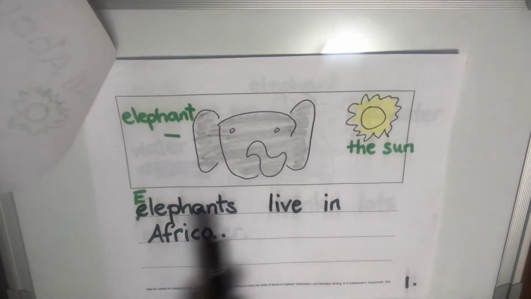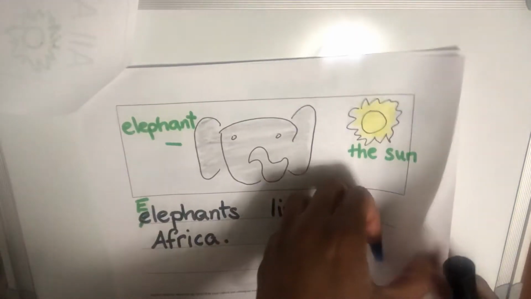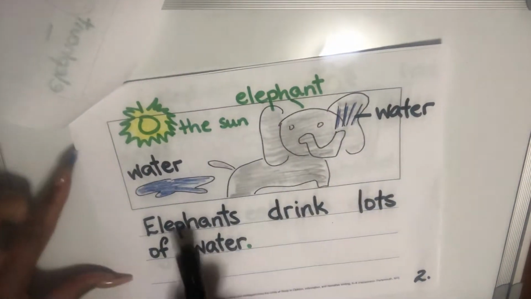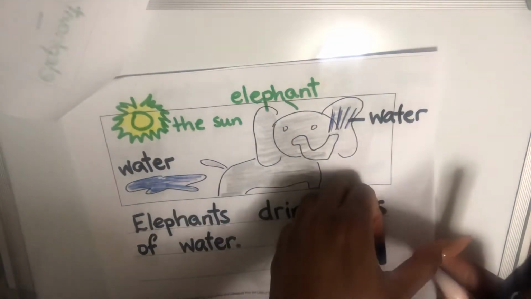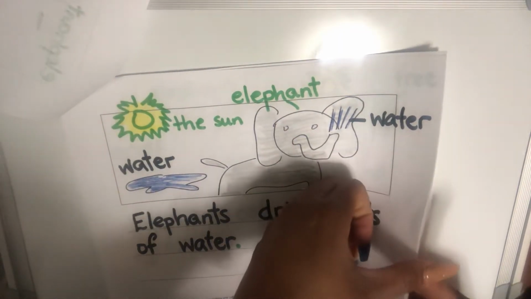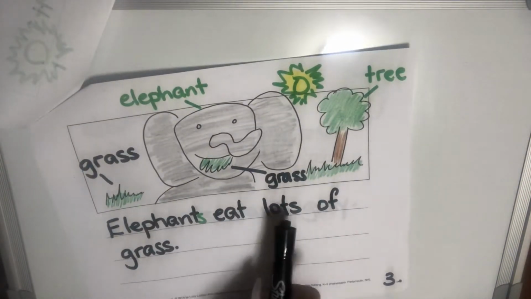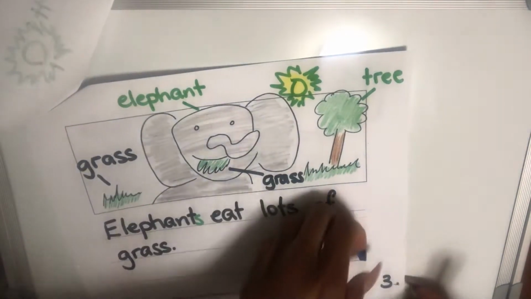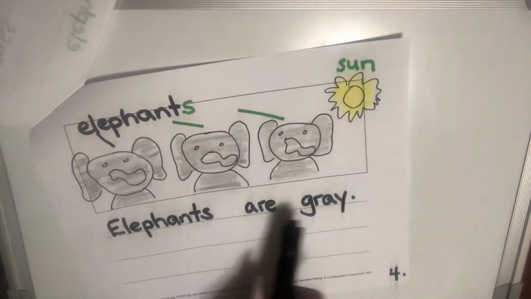Elephants live in Africa. Elephants drink lots of water. Page 3. Elephants eat lots of grass. And our final page, page 4. Elephants are gray.